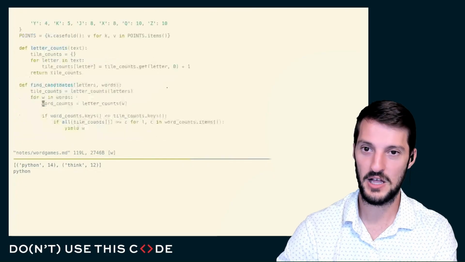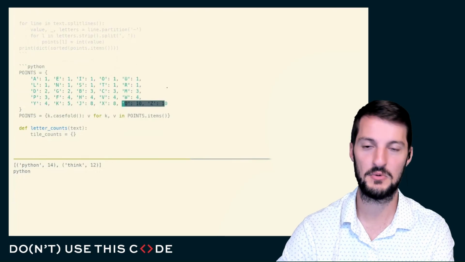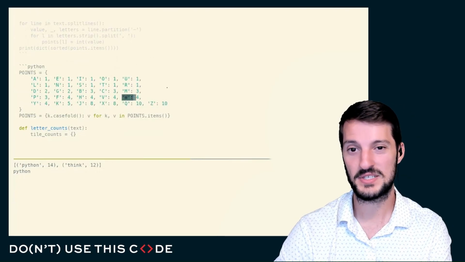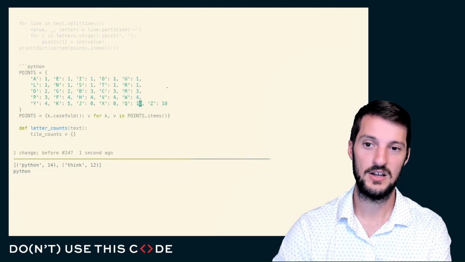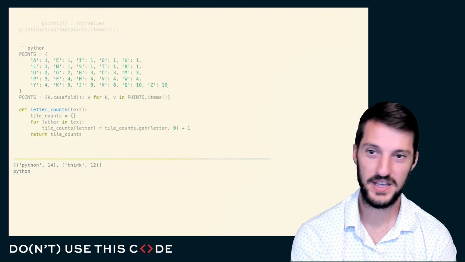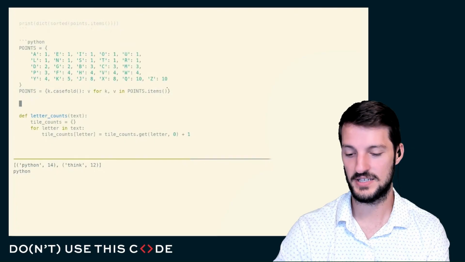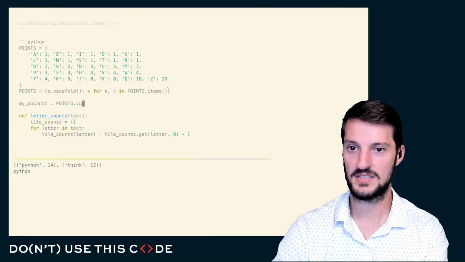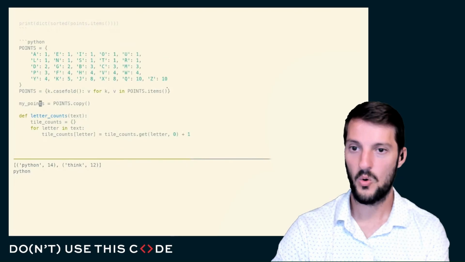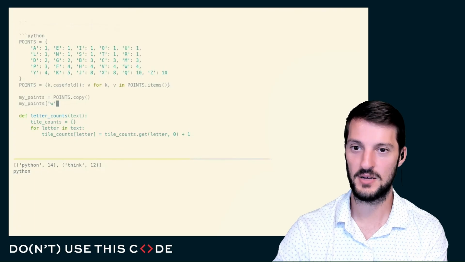What if we don't love that Q and Z are the only two tiles worth 10 points, and we want to say, you know what, W doesn't come up as often as I would like it to, and I want W to be worth more points. Well, then instead of modifying a single global variable, I might do something like this. I could say my points is equal to points.copy, just like this. And then I could say something like my points W is equal to 10.